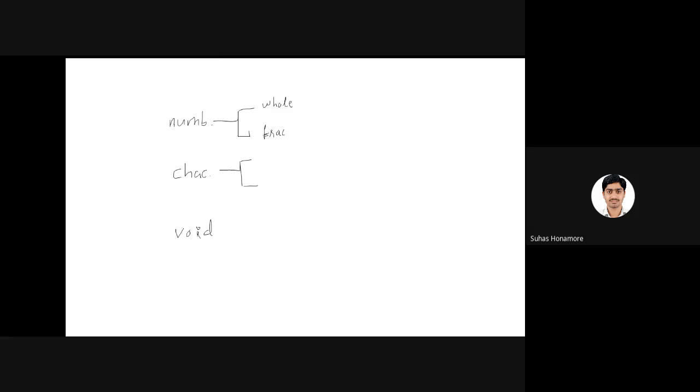Okay, so here character I can divide into two things. That is a single character, so already whatever we studied, same thing. In single quotes, if I am giving a, it's a single character. Or it may be a string: when you are continuously writing more than one character, that we call a string. For void we don't know anything, so simply we'll keep it as a void thing only.